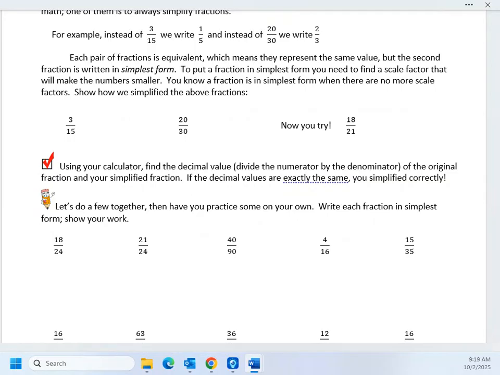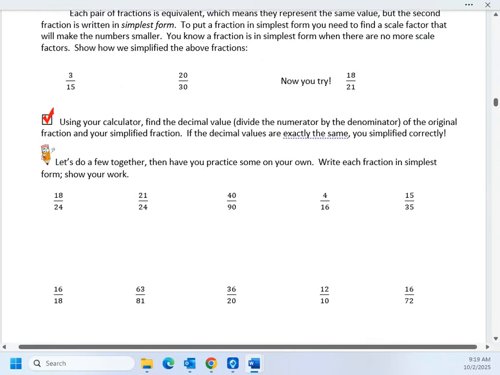To put a fraction in simplest form, you need to find a scale factor that will make the numbers smaller, so you can divide out the top and the bottom evenly. You know a fraction is in simplest form when there are no more scale factors. Show how we simplified the above fractions.